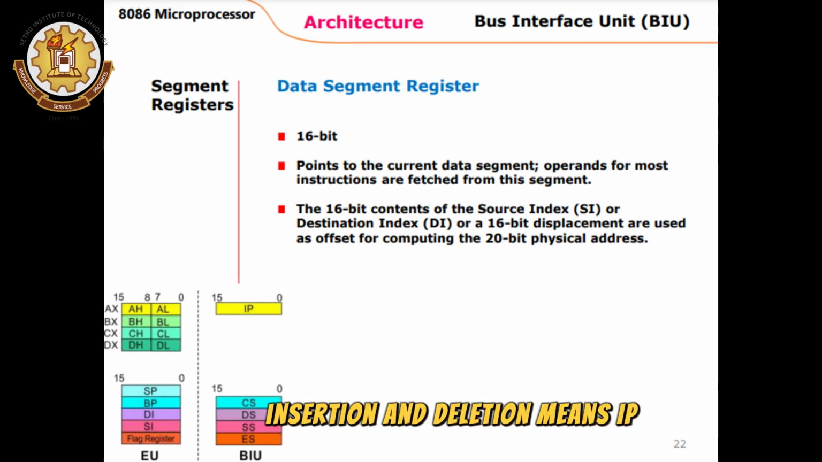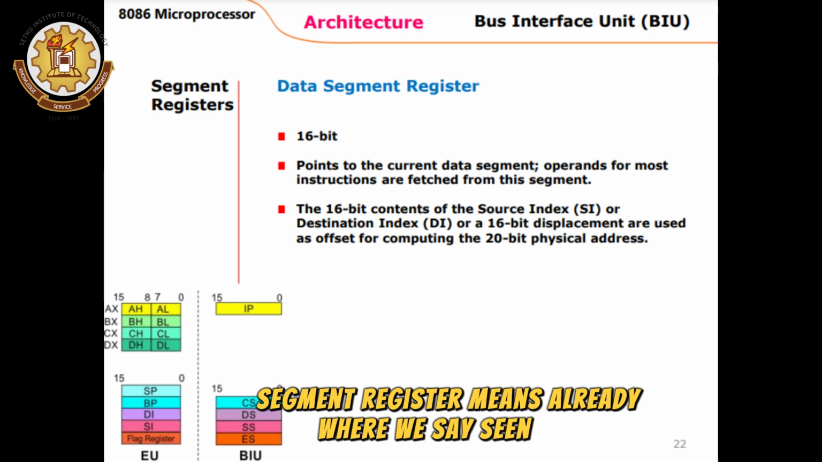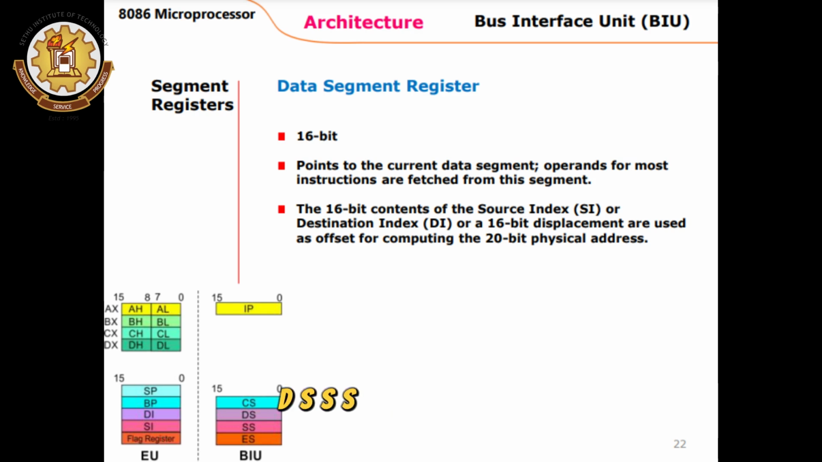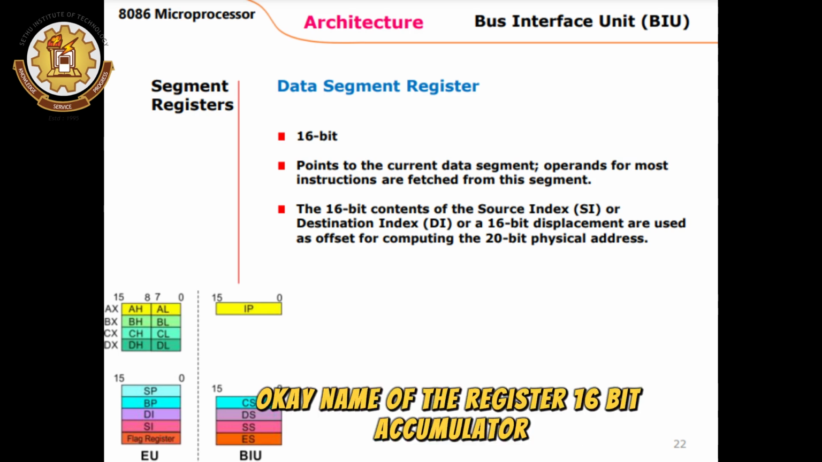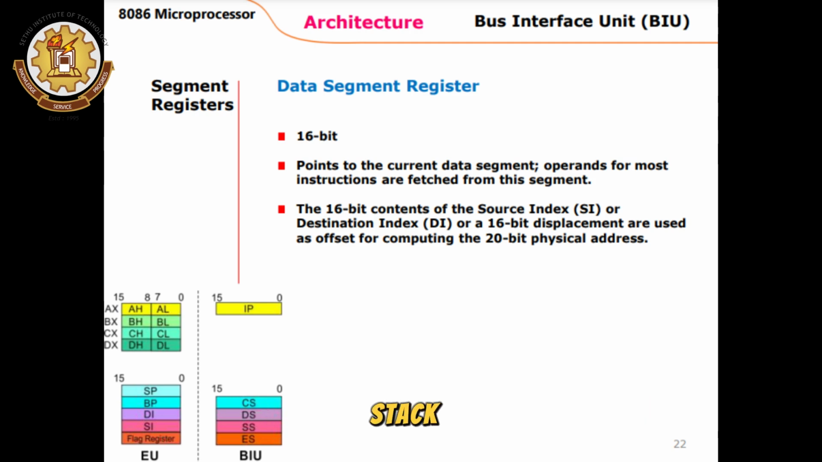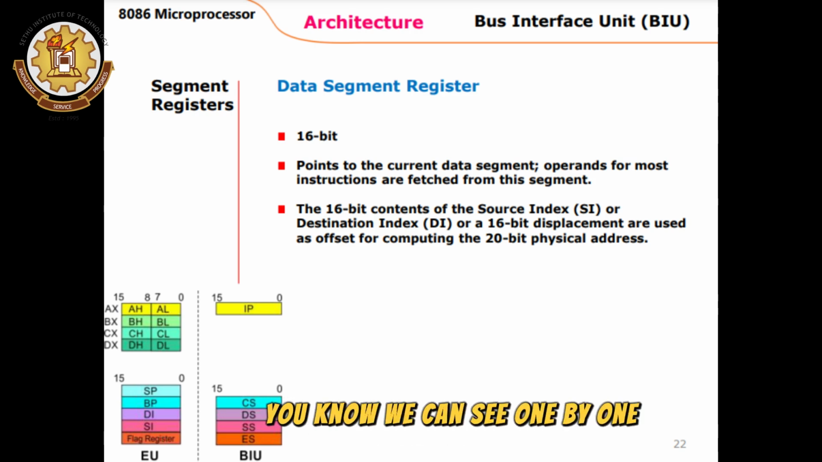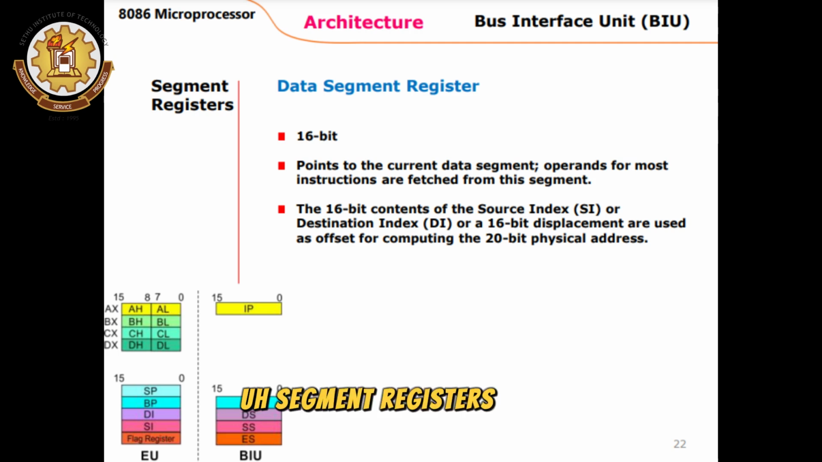The instruction pointer means IP. That is also a 16-bit register. The segment registers, which we have already seen in the execution unit, are CS, DS, SS, and ES. The flag register is totally a 16-bit register. Name of the register: 16-bit accumulator, 8-bit accumulator, base register, count register, data register, stack pointer, source index, destination index. Many registers are there. Now we can see the segment registers one by one.